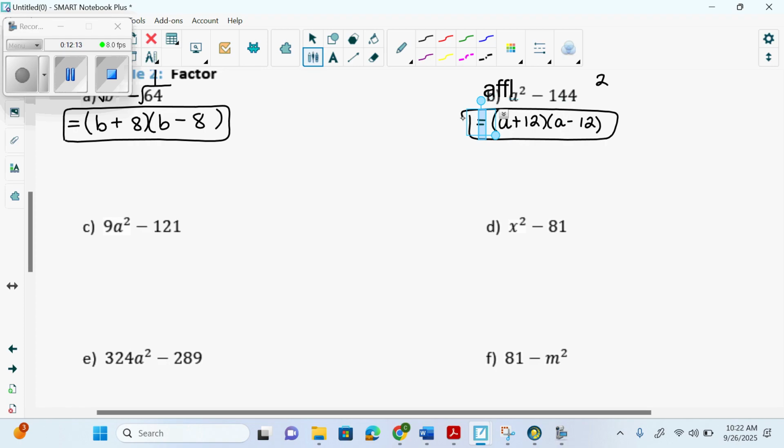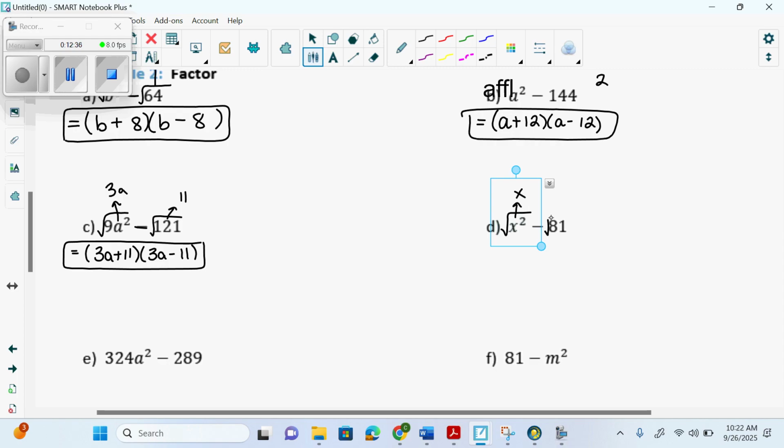Okay. This one, different sign. Square root of 9a squared is 3a. Square root of 121 is 11. So I get 3a plus 11, 3a minus 11. This one, square root of x squared is x. Guys, you should not be packing up. Guys, stop packing up. 9, you're going to get x plus 9, x minus 9.